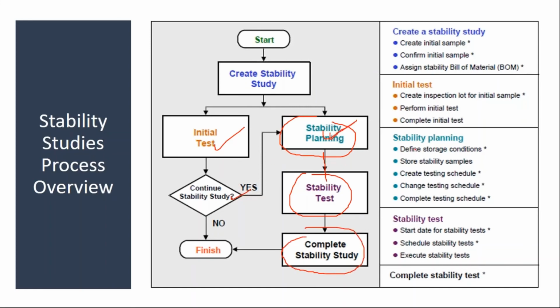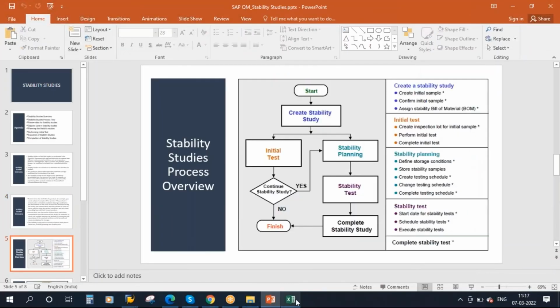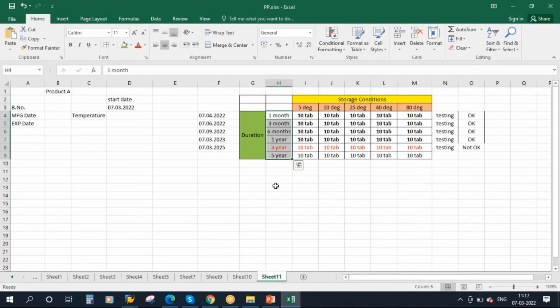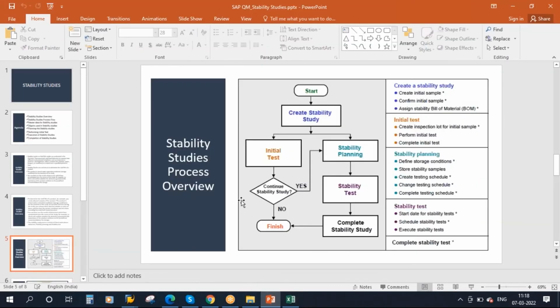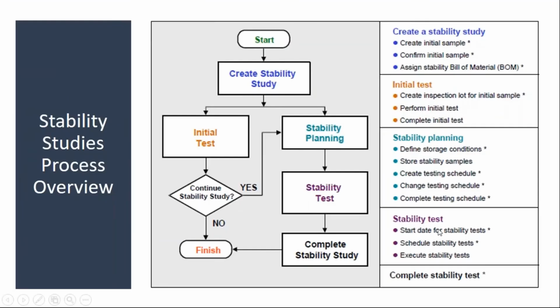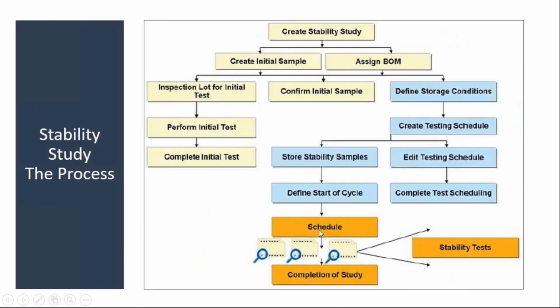In the stability planning, you define the storage conditions, the ones which I explained in the Excel. You store the stability samples, then you create a testing schedule. The testing schedule is nothing but this one: 1 month, 3 months, 6 months, 1 year, 3 years, 5 years, and these are the storage conditions. You give the start date of the stability study, and then you execute it. When you schedule it, the system will automatically generate the inspection lots. So this is what we are going to execute.